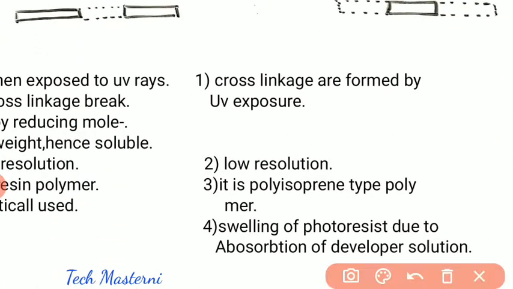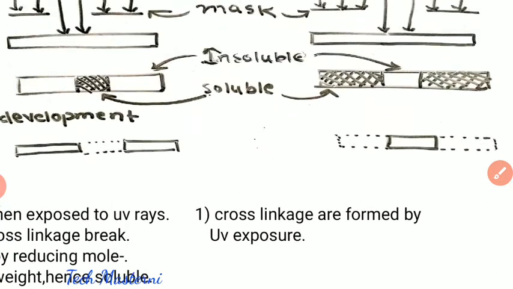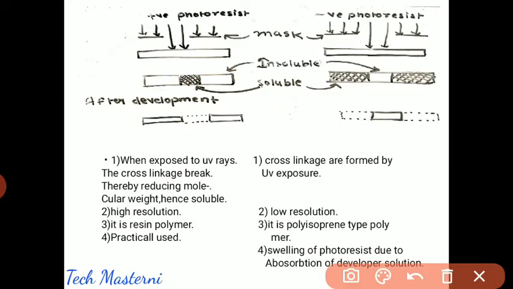Now let's see the other points. It is made up of polyisoprene type of polymer, and it has a low resolution, because there is a problem of swelling. Now let's see. After the rays have fallen on this area, bonds are created and the molecular weight has increased. When you dip this into the developer solution, the polymer will absorb the developer solution and it will swell. In this way the size of the polymer will increase because of swelling.